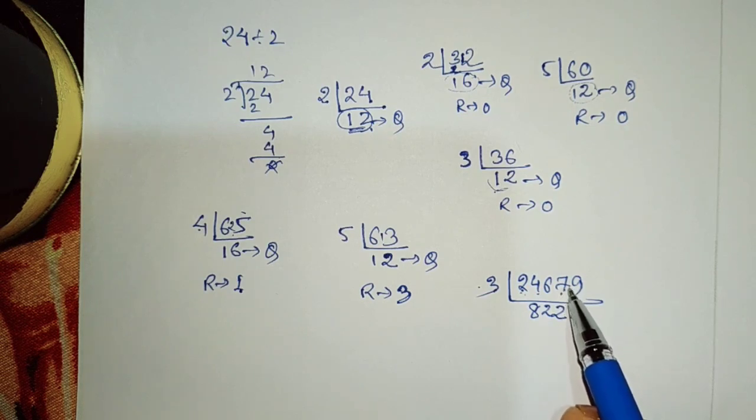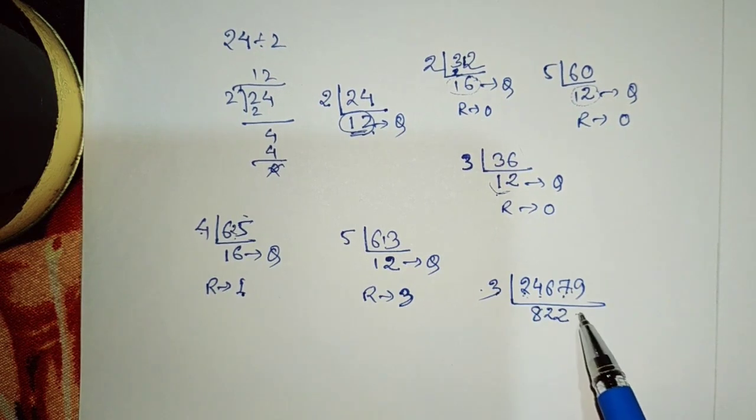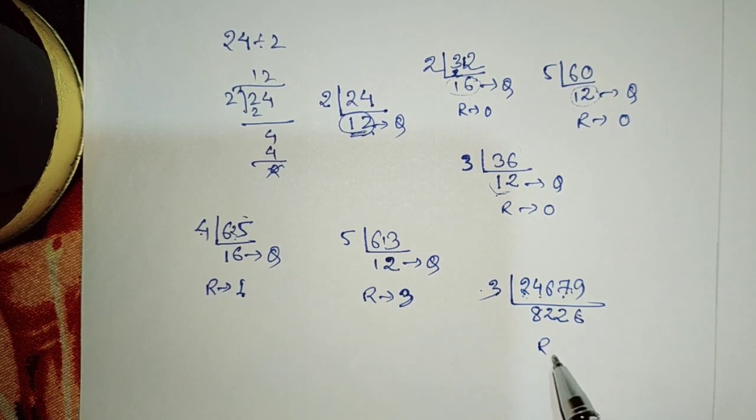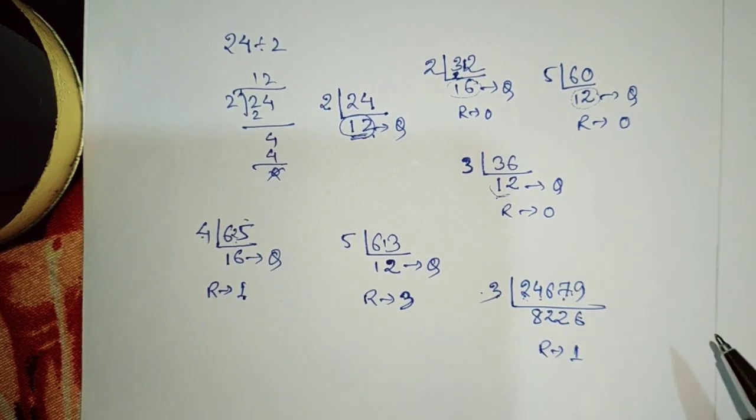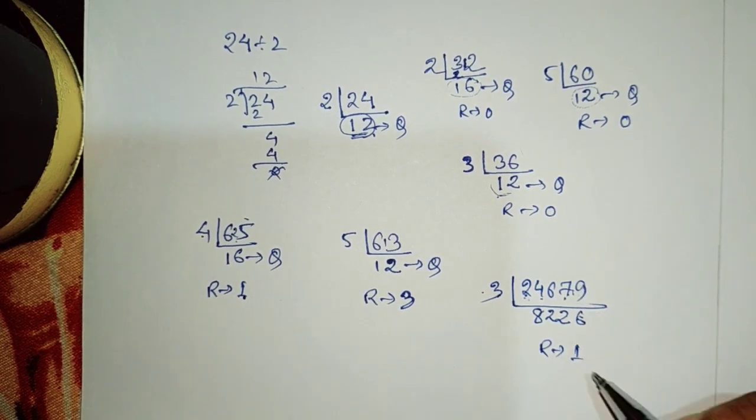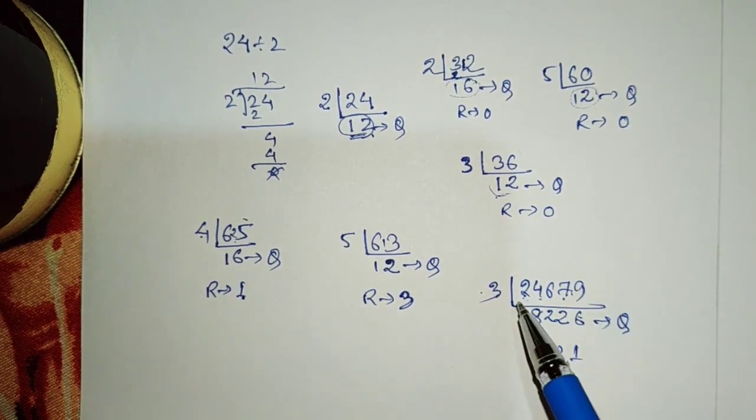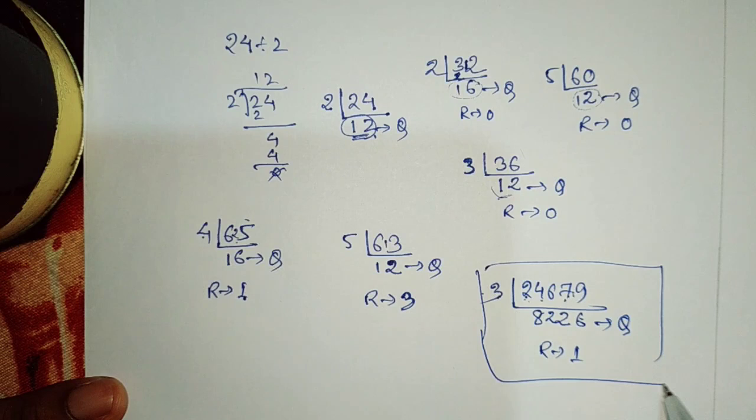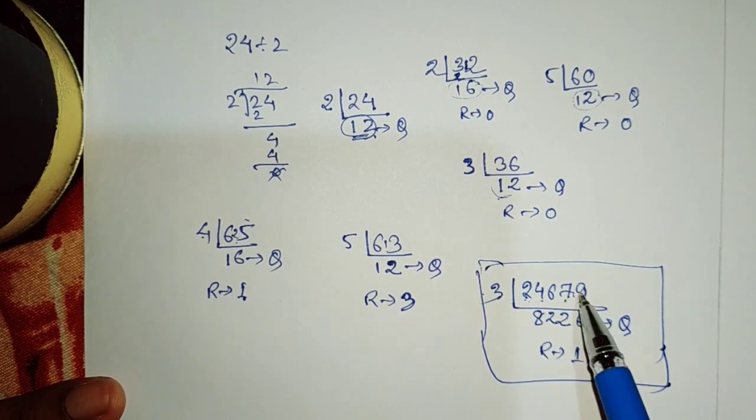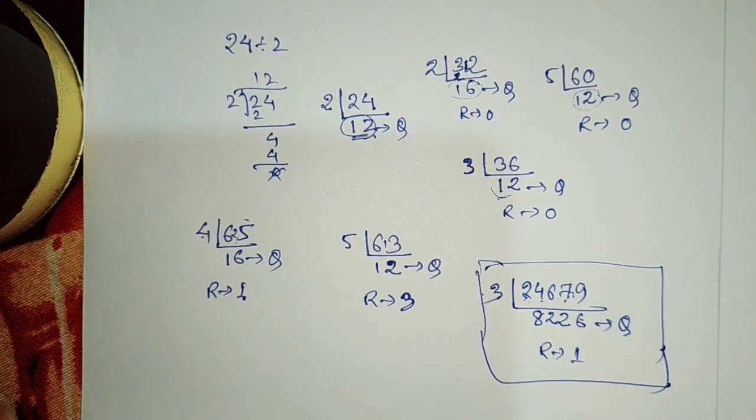We imagine 1 here, it becomes 19. 3 6s are 18. So 19 minus 18 is remainder 1. 19 minus 18 is 1, which is our remainder, and this is our quotient. See, it's so fun. So long division we have done in such a short space.